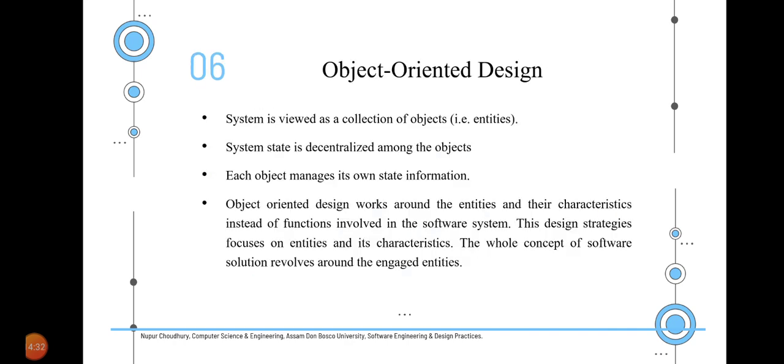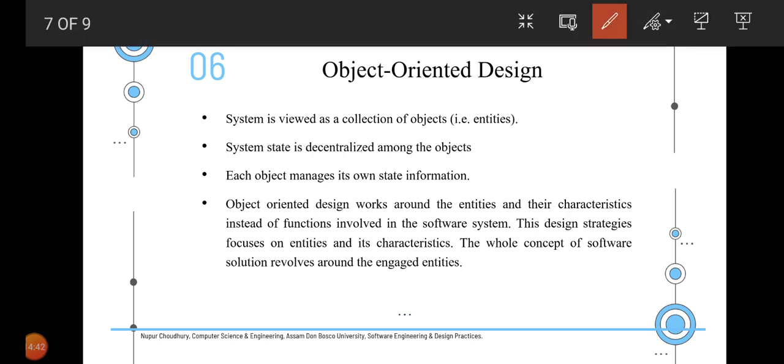So the next approach is the object oriented design. The system is viewed as a collection of objects, which are the entities. When we talk about objects, it is relevant to the real-time scenario, and here objects also essentially mean the real-time objects. So system state is decentralized among the objects, which means that the entire state of the system is distributed among the objects, and the objects are associated with certain responsibilities related to the system state.